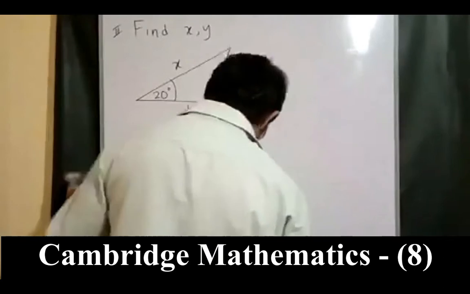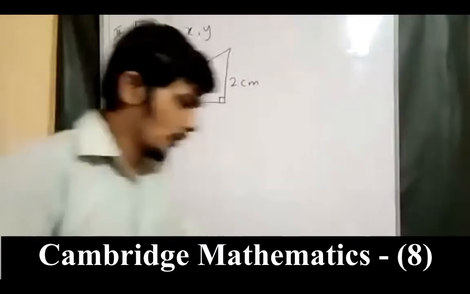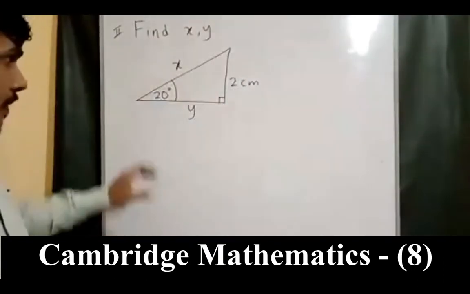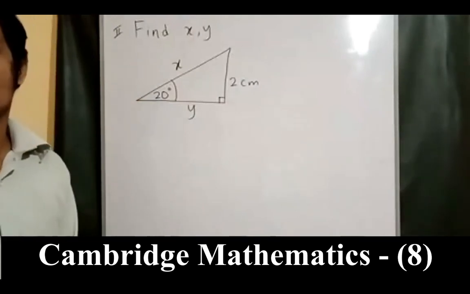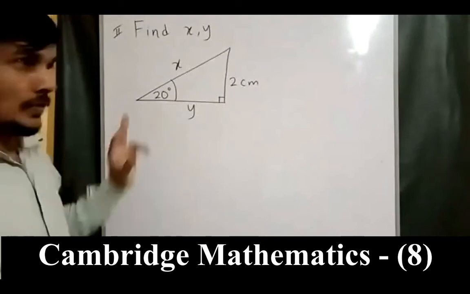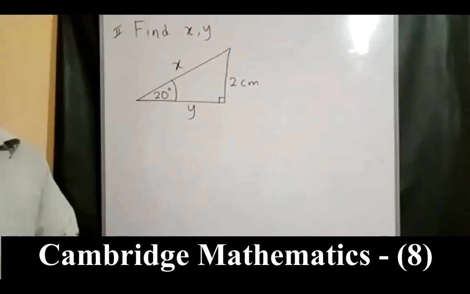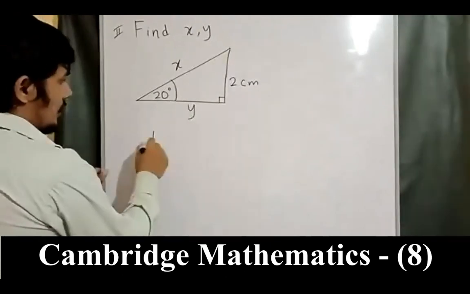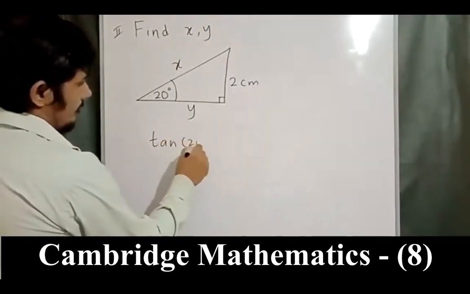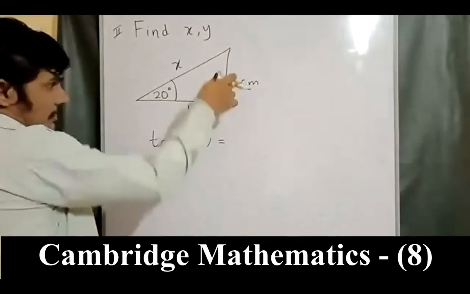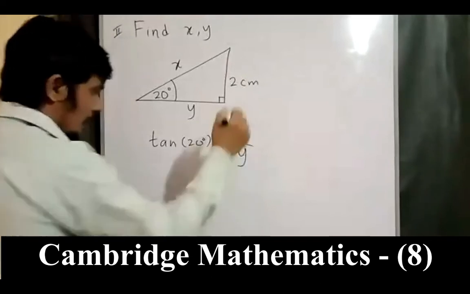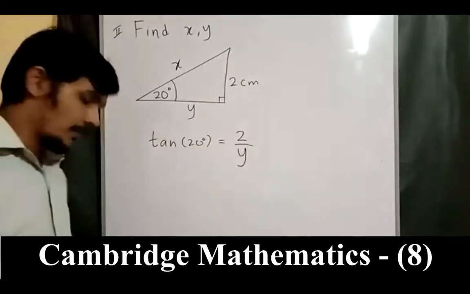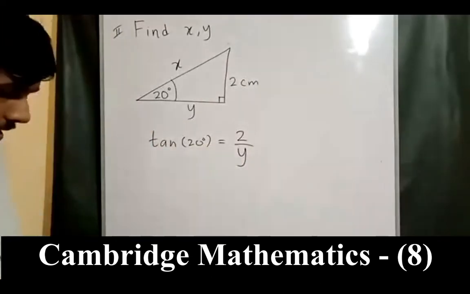Shall we try quickly? So, what is the ratio I can apply to find out the length of y? Sine, no. Cosine, no. Tan. What do you think? Tan. I apply tan 20. The opposite side is 2, the adjacent side is 1. So I think tan 20 you can type in the calculator and get it done.